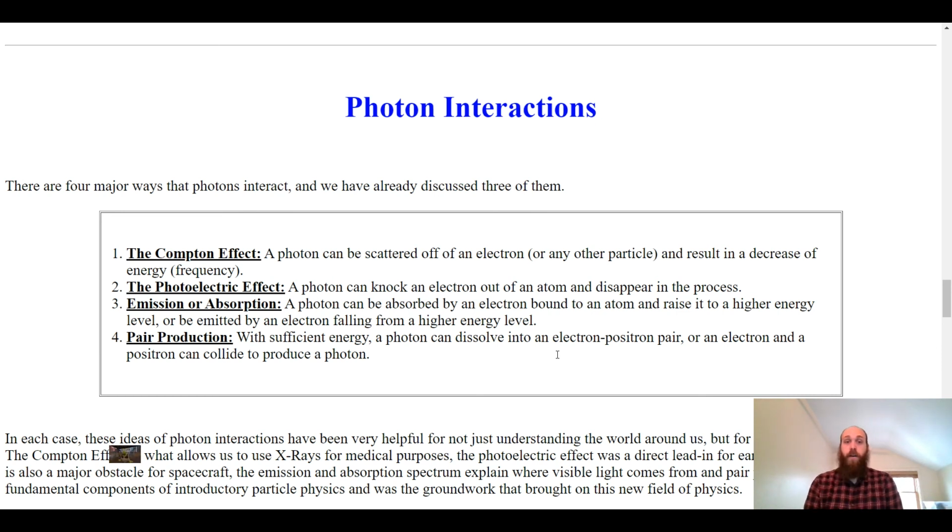In a video before that, we talked about emission and absorption. The photons are absorbed by the electron that's bound to an atom as it moves up to some higher orbital shell, and then emitted as it falls back down.